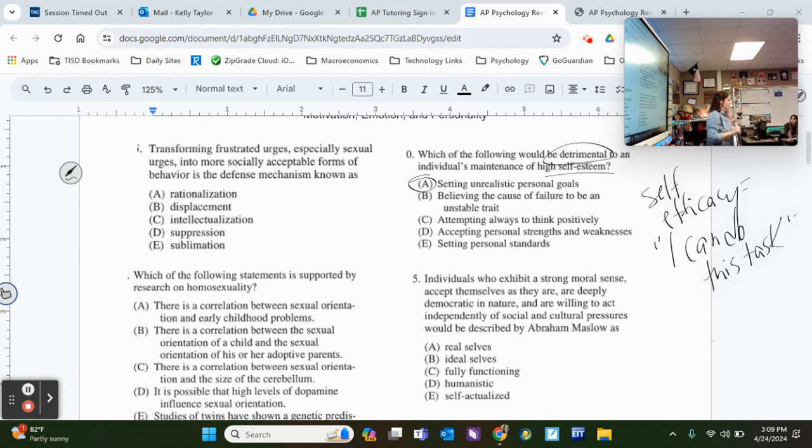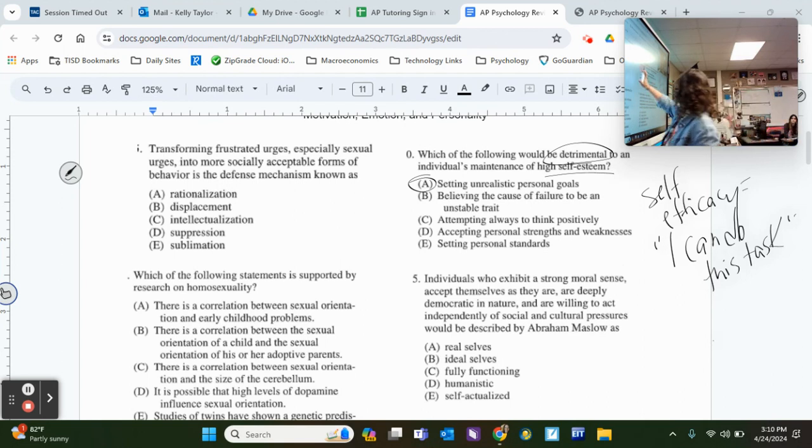So I think the AP test gave an example of which of the following is an example of self-efficacy. It's very possible that you might see this question later. I'm just remembering it right now. And it was like, after falling down, Max realizes he can skateboard. Like I can skateboard even though I've fallen down. So that was the example.